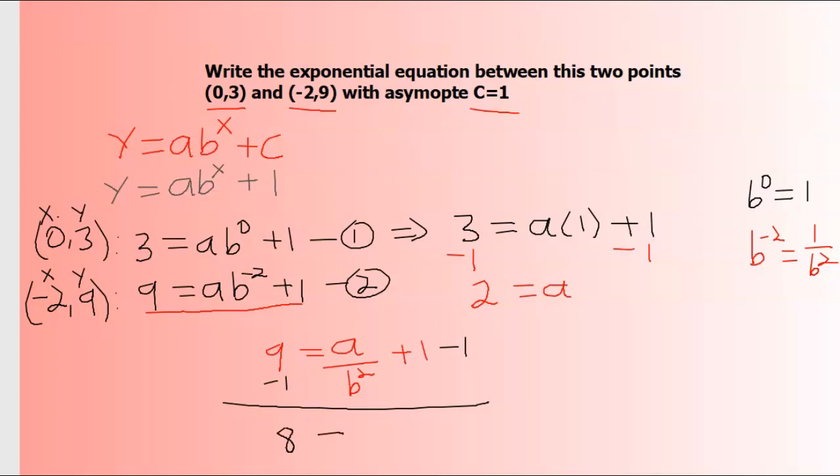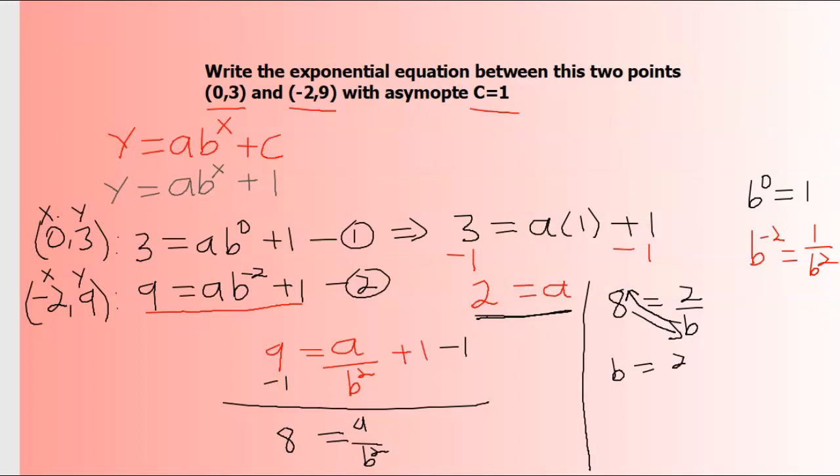That gives us 8 is equal to a b squared. But we know that a has been found to be 2. So we get 8 is equal to 2 over b squared. Then we can bring this here and bring this one over here. So b squared is 2 over 8.